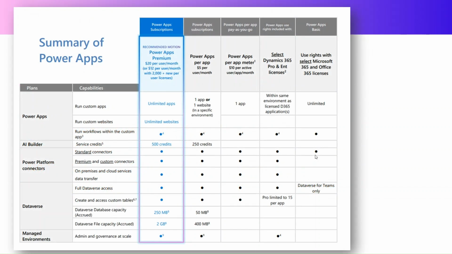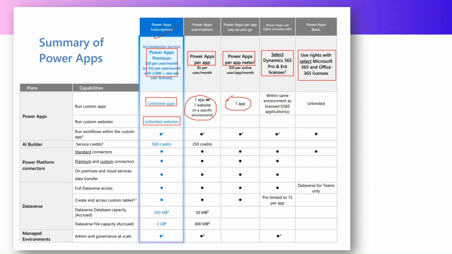Now, in the documentation which I showed you, Microsoft has given a clear description of all the types. Okay, so the first one is Power Apps Premium. Then we have Power Apps per app, Power Apps per app meter, Power Apps which comes with Dynamics 365 Pro and Enterprise license, and then you get use rights with Microsoft 365 and Office 365 license. As I mentioned to you, this is the top tier. With this, you can run unlimited apps and unlimited websites. However, with Power Apps per app, you can only run one app or one website. And with Power Apps per app meter, you just run one app.